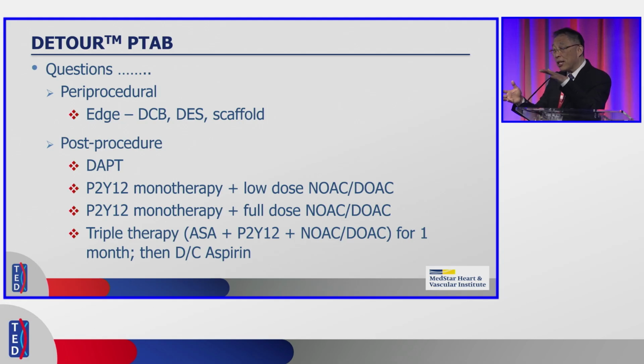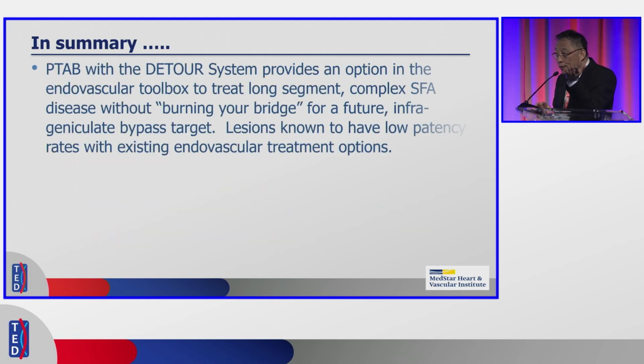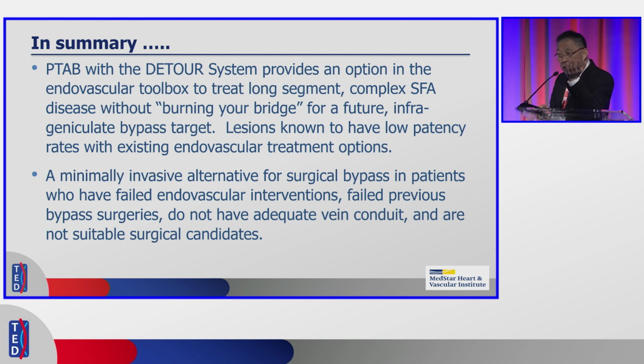Because a lot of my failures are twofold. Edge restenosis, which we just balloon and stent and do DCB. It's been working. Then, of course, also DVT. So right now, I've been giving NOAC, DOAC to all those patients. And I think that's it. So in summary, it's basically an option for patients who can fail surgical revascularization, who are not candidates for surgical revascularization. And thank you.